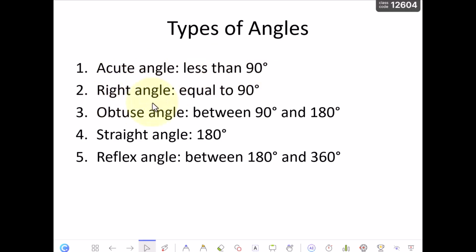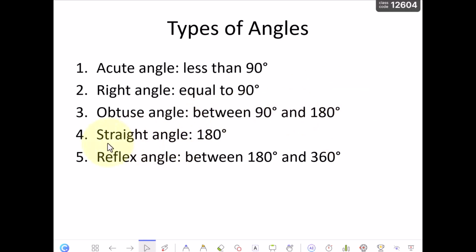Then when the angle is equal to 90, that is what we call a right angle. So 90 degrees is also called a right angle. Then when the angle is between 90 and 180 degrees, that is what we call obtuse. The angle is greater than 90 but less than 180 degrees.